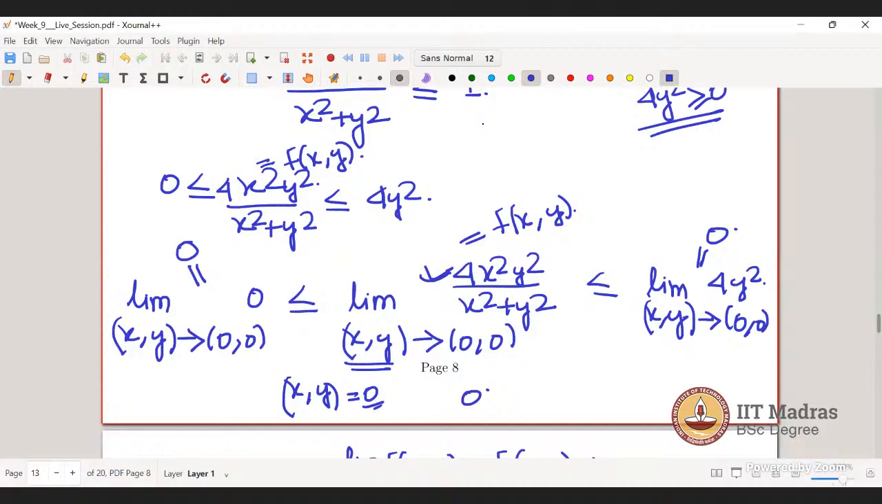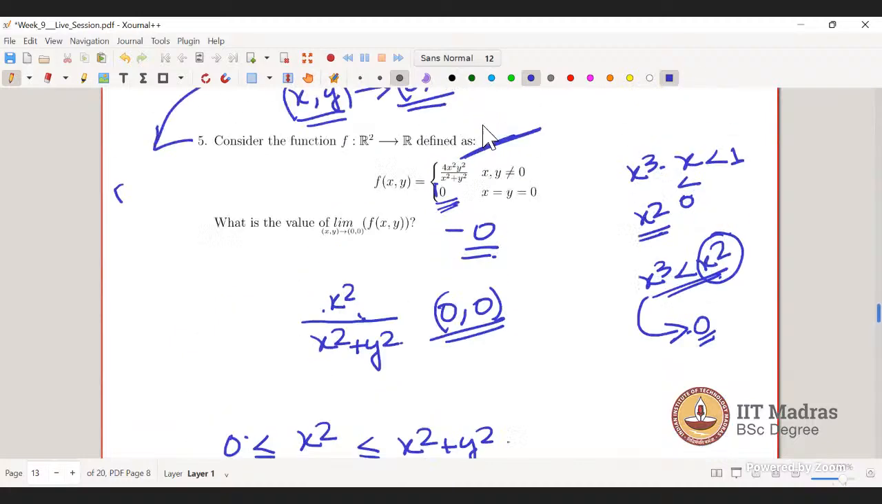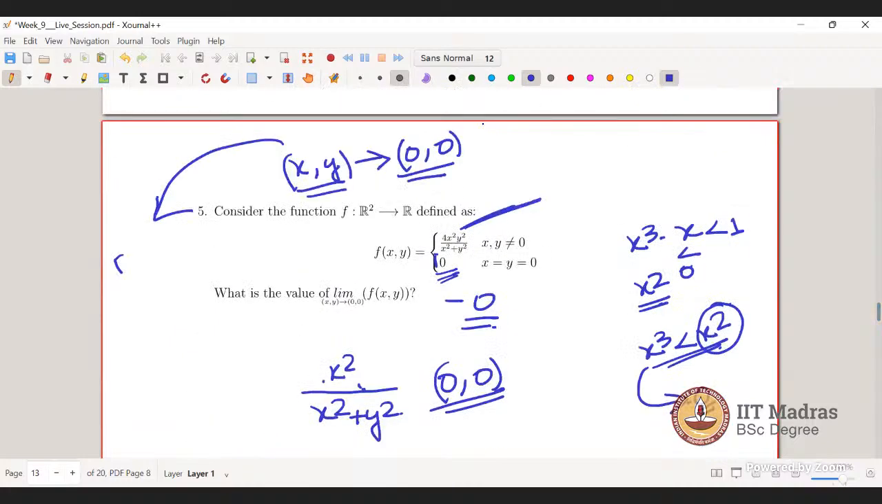Just a clarification. If the value of the function had not been defined, then it could have been a case of 0 by 0, right? Yes. But here actually the value of the function is 0.